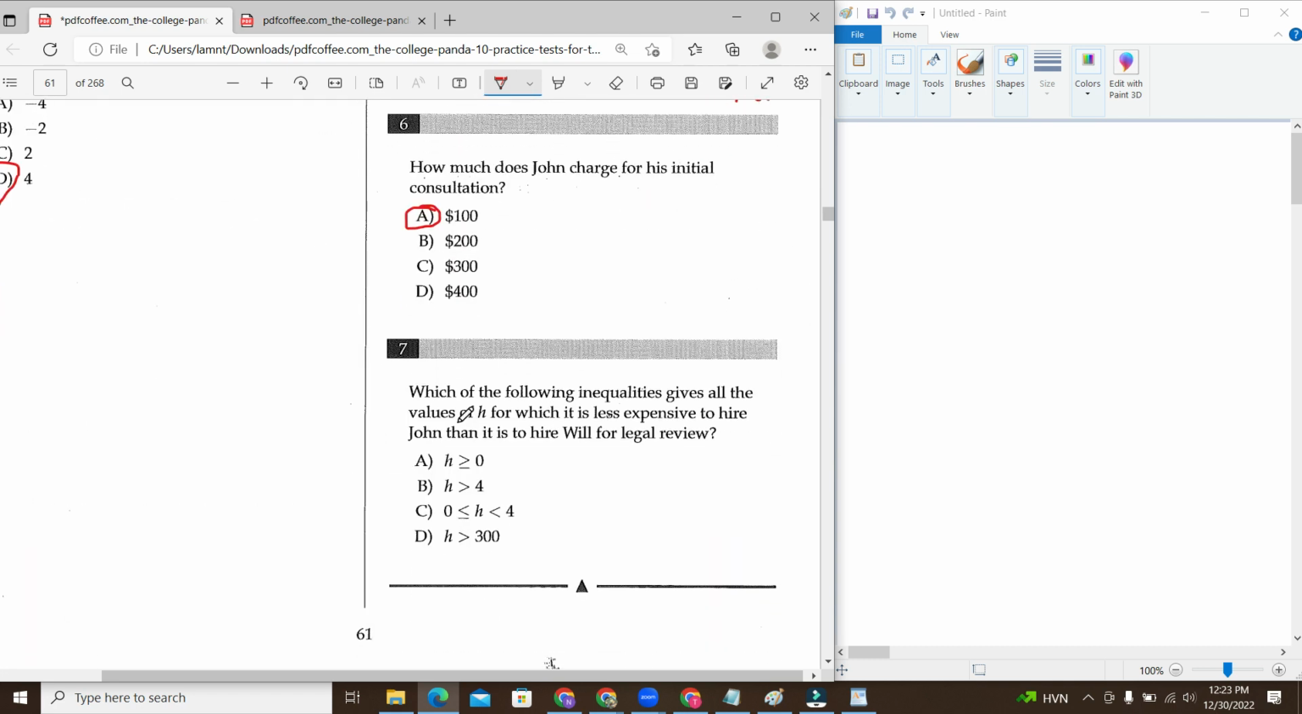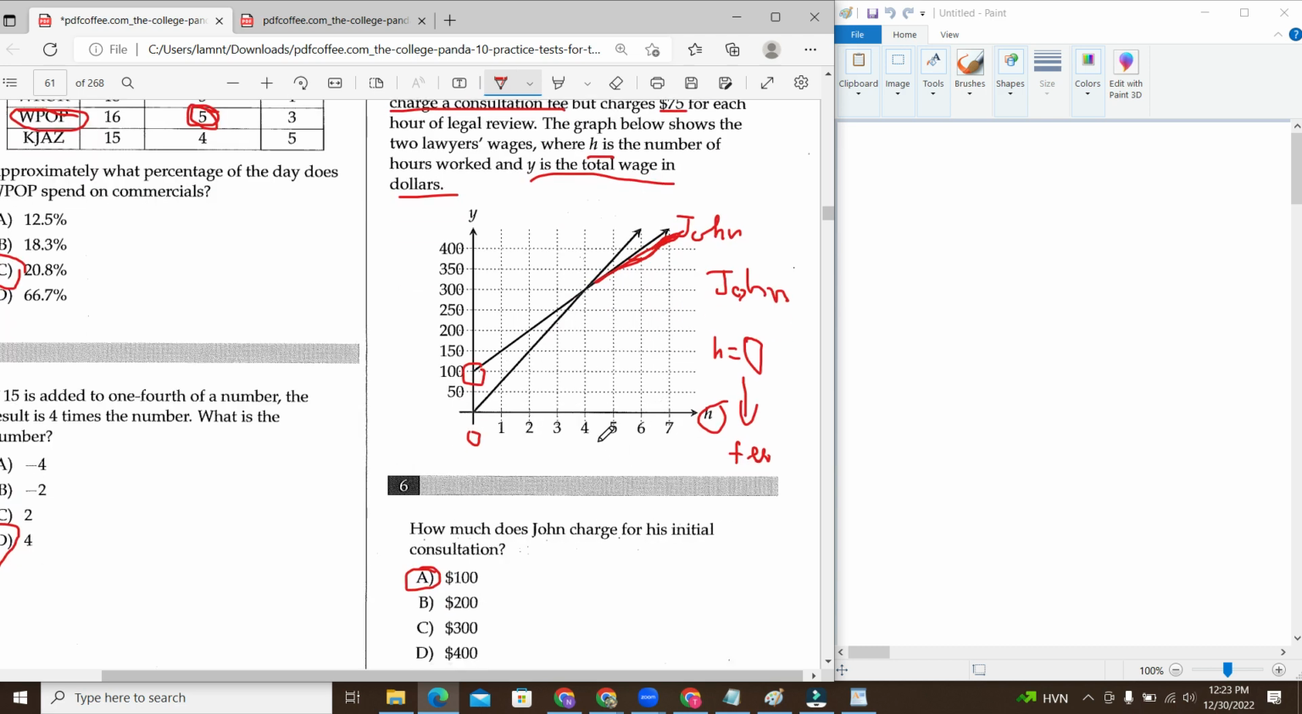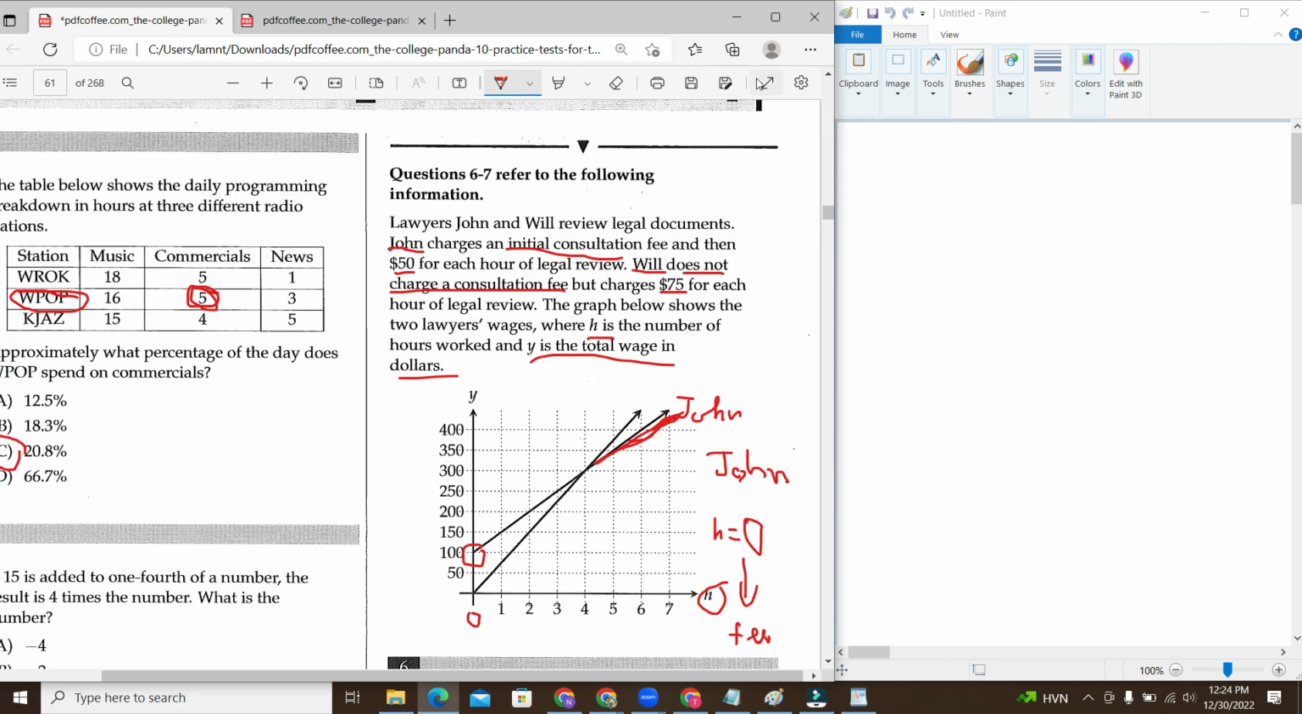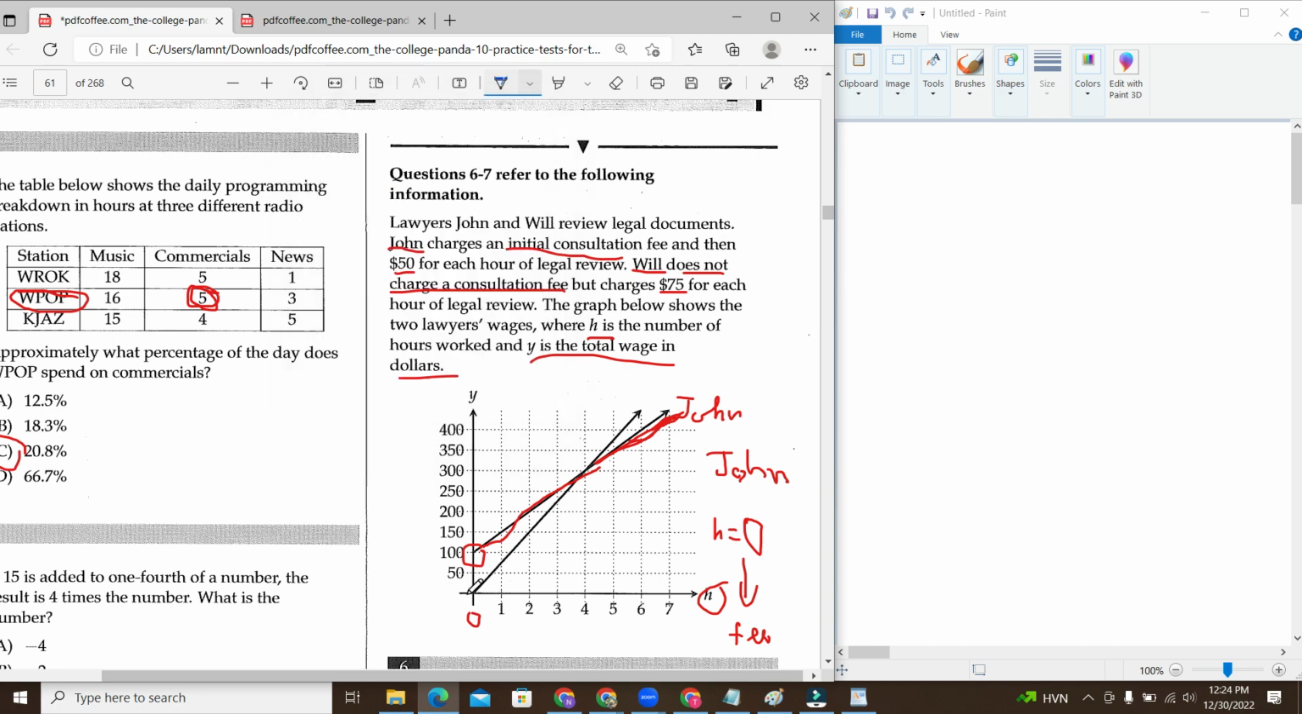Number 7. Which of the following inequalities gives all values of H for which it is less expensive to hire John than to hire Will? Less expensive to hire John means the graph of John is going to be under the graph of Will. John is red here, and Will I'm going to color blue.